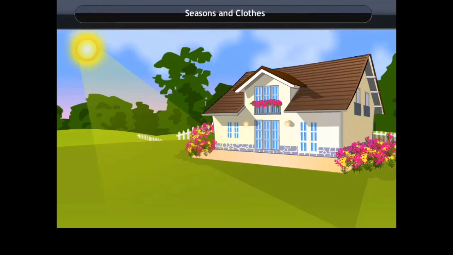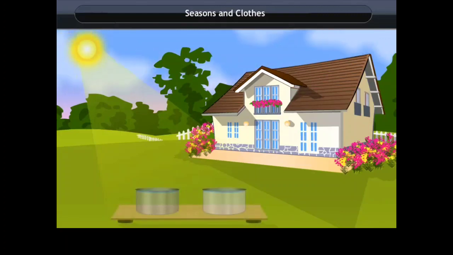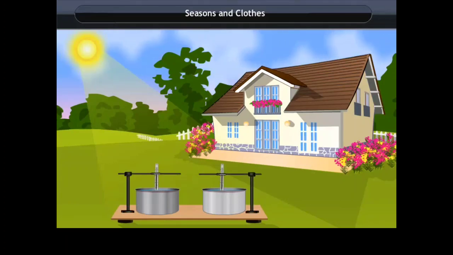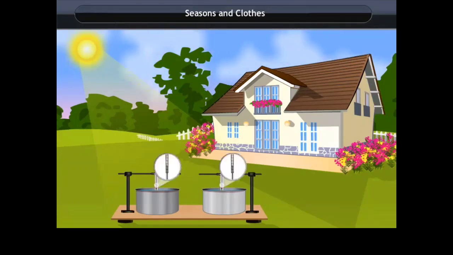Season and clothes. Now, we know that the temperature of an object increases when it absorbs heat energy. Do all the bodies absorb or lose heat at the same rate? Let us check it with the help of an activity. Take two identical metallic containers, one painted black and the other painted white. Pour equal amount of water in each container and leave them in the sun for about an hour. Measure the temperature with a thermometer in both containers.